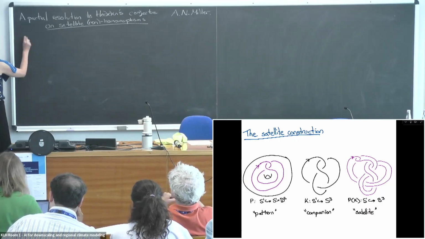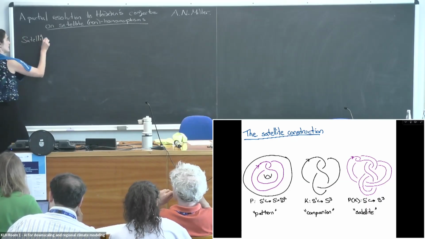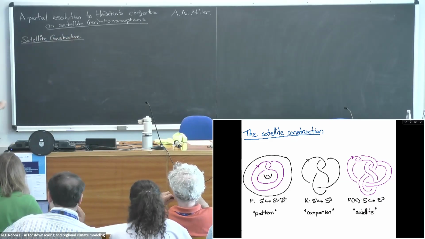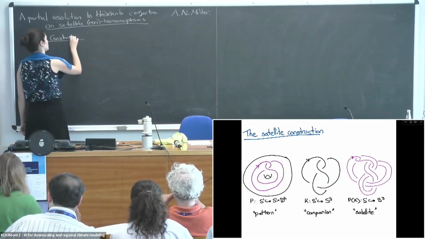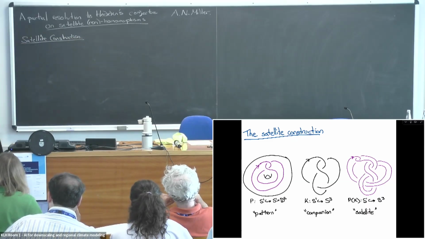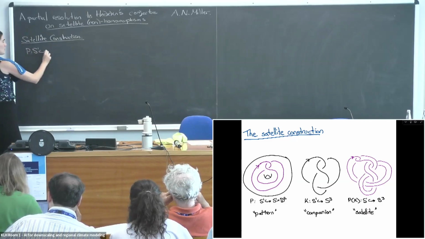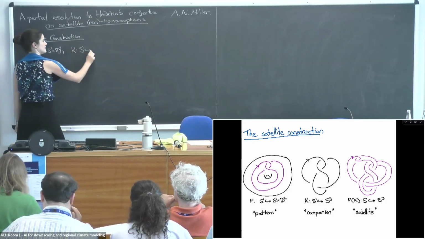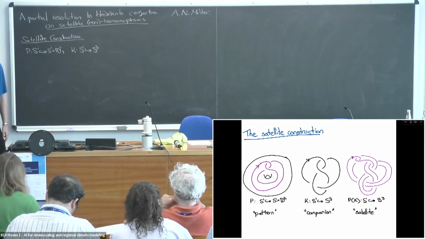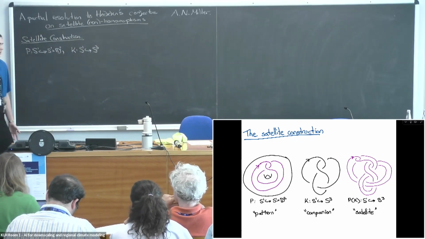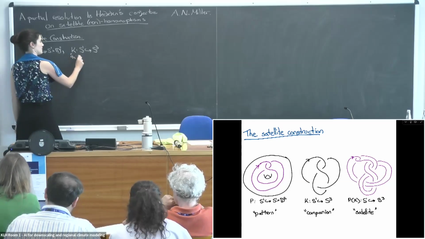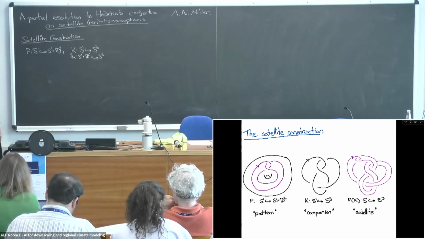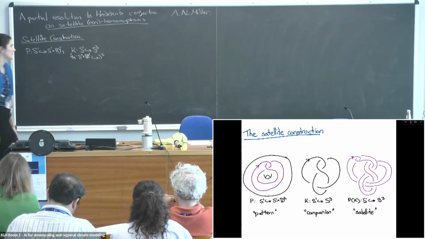So I want to start out with the satellite construction, which I'm mostly defining by picture, that features construction, not constructure, but to a pattern knot, which I'm going to call a knot in the solid torus, and to a knot in S3, which by considering a tubular neighborhood of it, we can think about as a map of the solid torus into S3. We associate the satellite knot P of K.